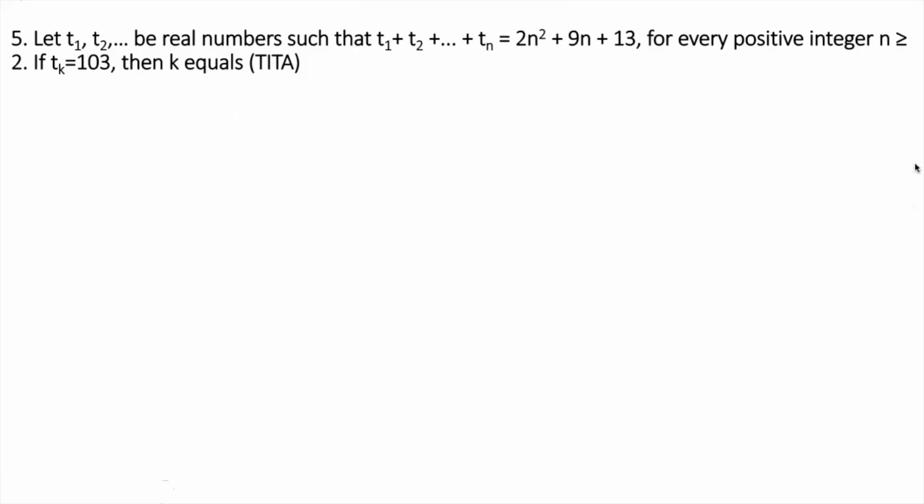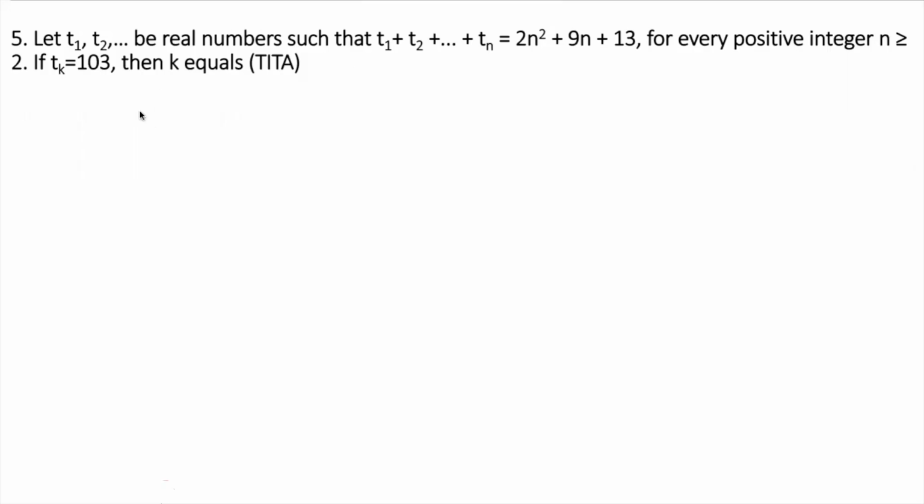So the question tells us, let T1, T2, etc. be real numbers such that T1 plus T2 plus T3 up to Tn is 2n square plus 9n plus 13 for every positive integer n greater than or equal to 2. If Tk is 103, then k equals.